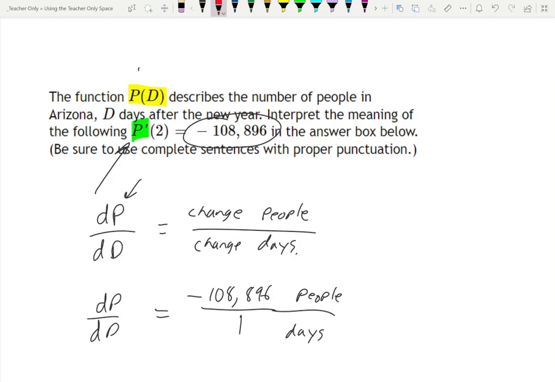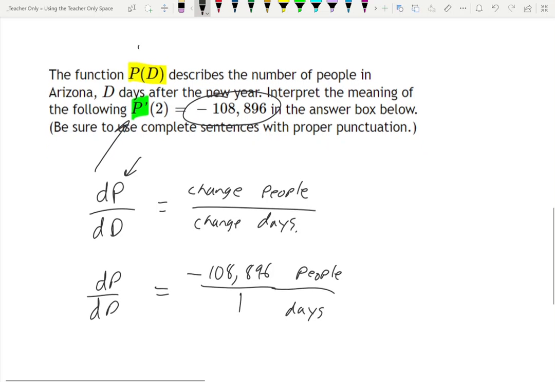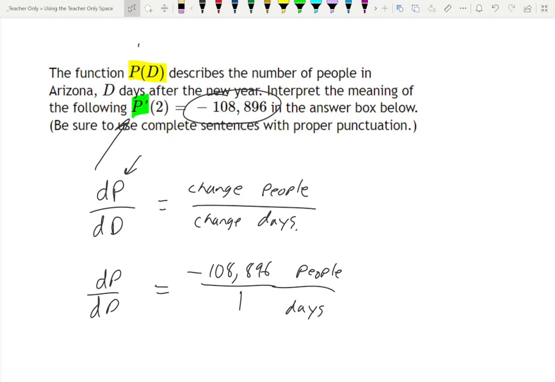And now when we read this, we can see, okay, it's a negative number. You can't have negative people. But what we can say is it's the change in people. So what happened? 108,896 people left, right? Negative number in this particular context because it's the number of people in Arizona. So that means that many people left. And then down here in the denominator is per how many days? Well, it's a 1, so it's left per day. So we have negative 108,896 people left in 1 day's time.